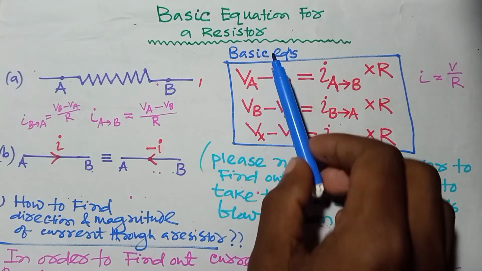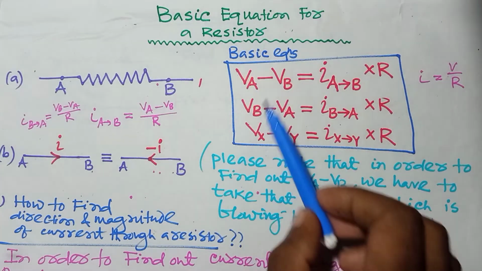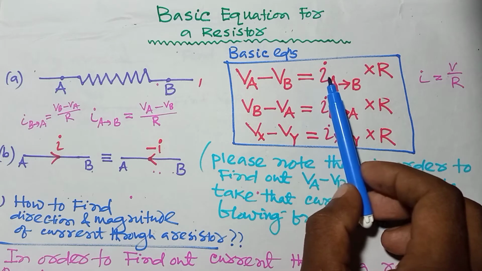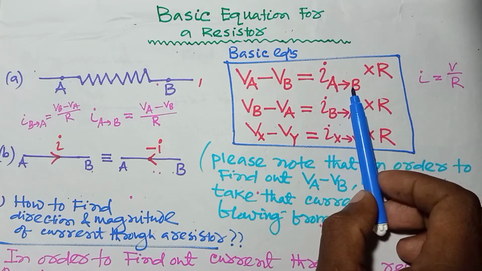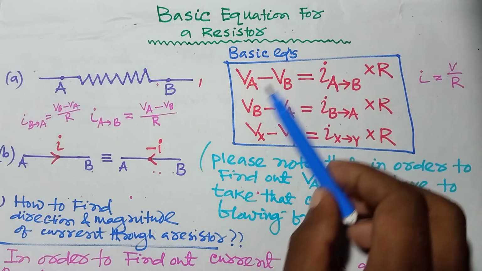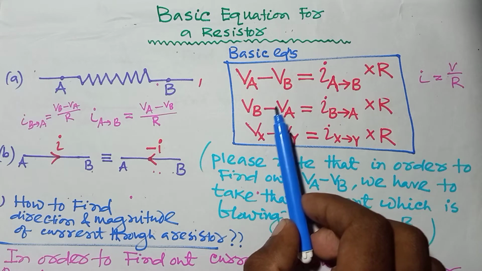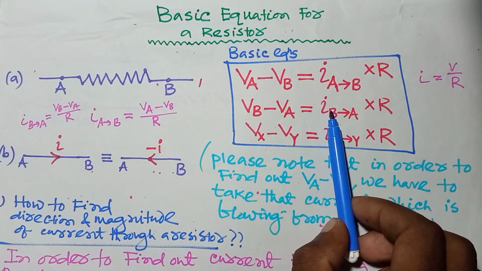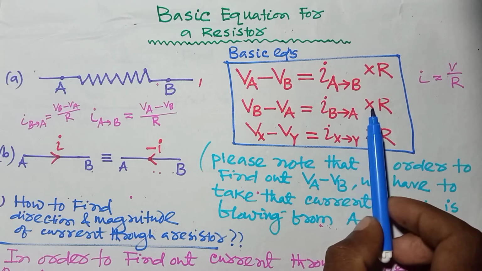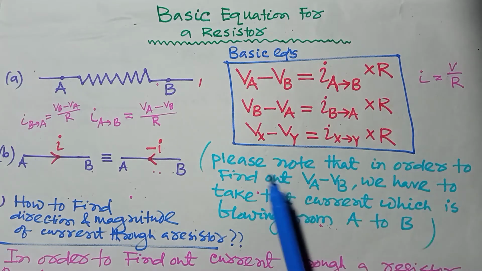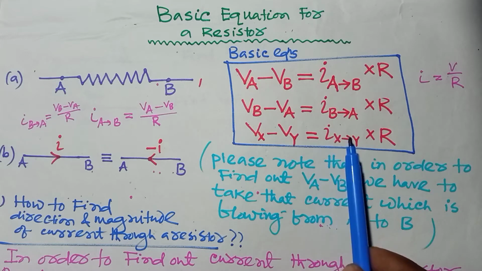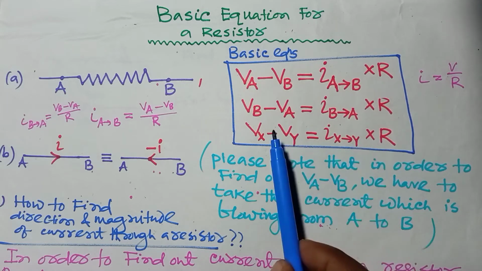This basic equation says that VA minus VB is equal to the current which is flowing from A to B multiplied by the resistance value. Similarly, whenever you are writing VB minus VA, then you have to take that current which is flowing from B to A and multiply it with the resistance value. In general, Vx minus Vy is equal to the current which is flowing from X to Y multiplied by the resistance value.